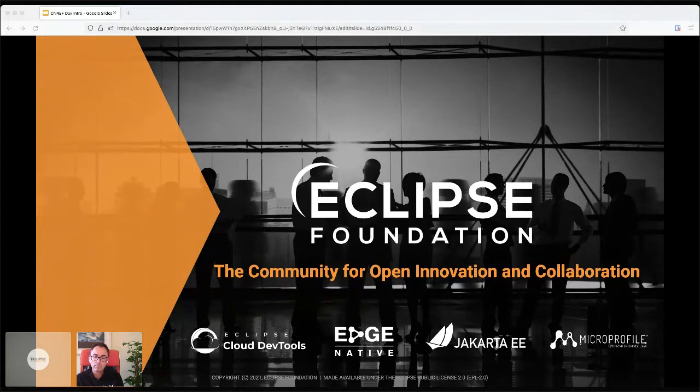The Eclipse Cloud Development Tools, Jakarta EE, MicroProfile, and Edge Native communities are all going to be present today. CN4EF Day is co-located with KubeCon Cloud Native North America 2021.